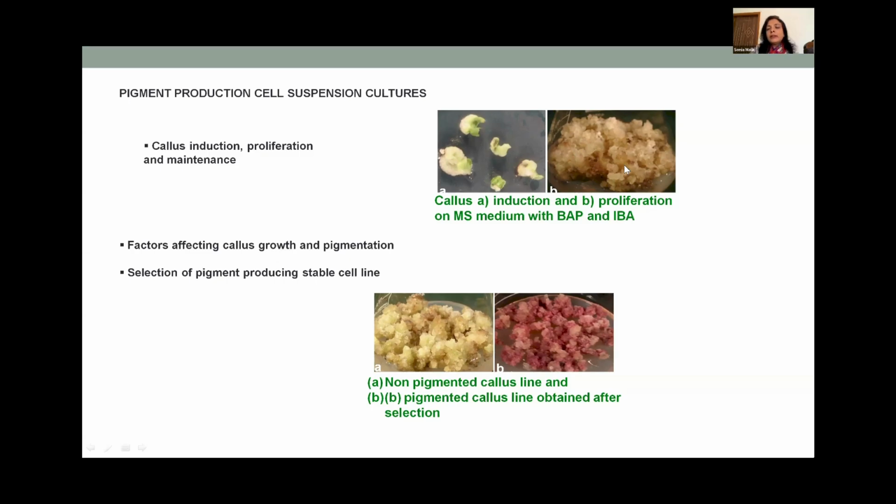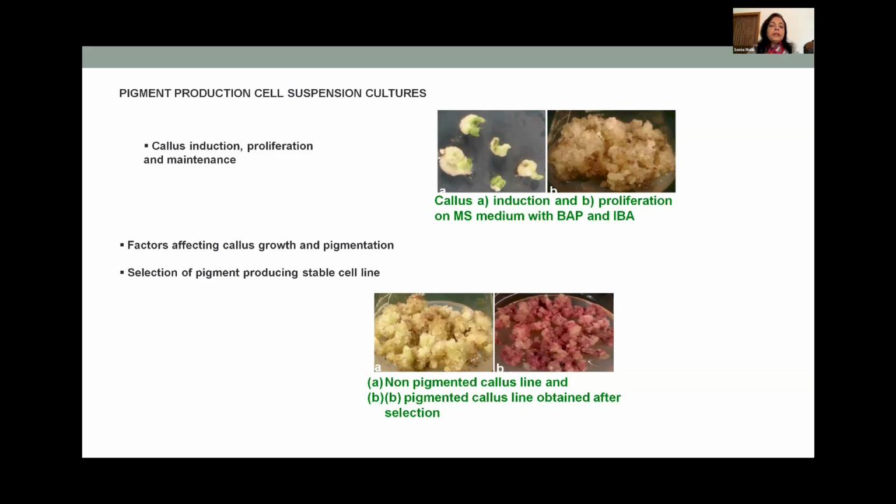Why do we need callus? One of the other aims of obtaining callus is that it is a very highly growing tissue. Within just 1 week you will get this much material, and we can obtain the compounds from the callus also. But the only disadvantage of using callus is that sometimes it gives rise to somaclonal variation. It is not that stable. So if our aim is to obtain fast multiplication, and we can obtain a fast multiplication line or a pigment producing line also, we can go in for callus culture.